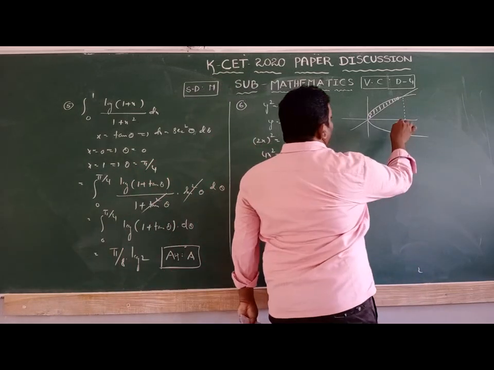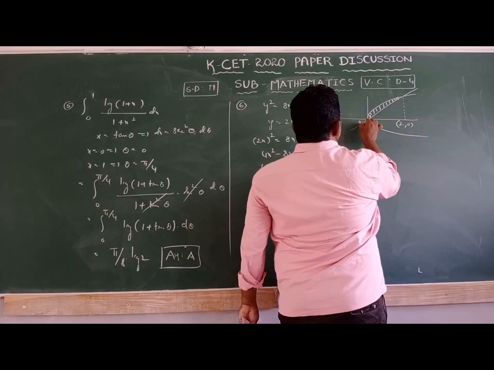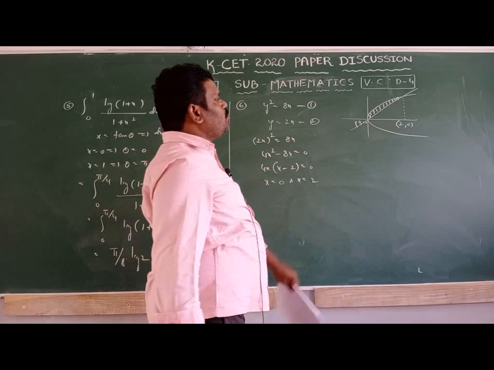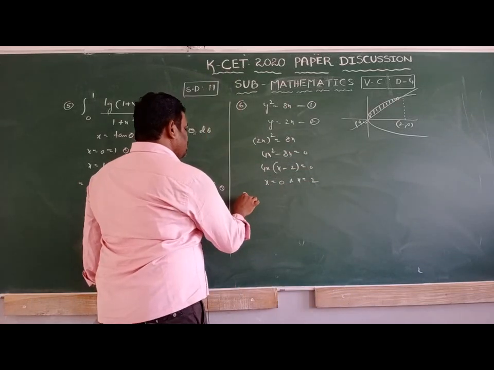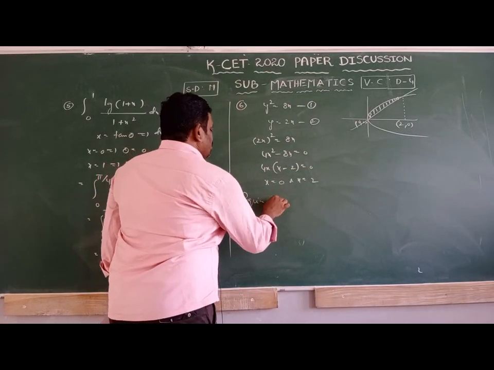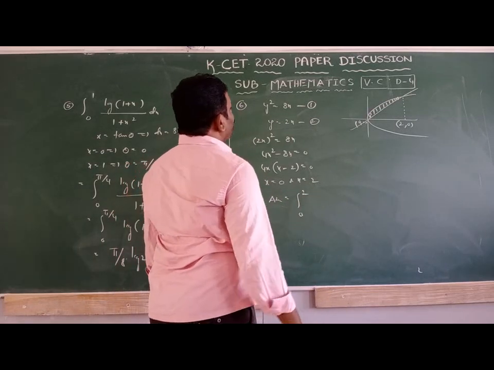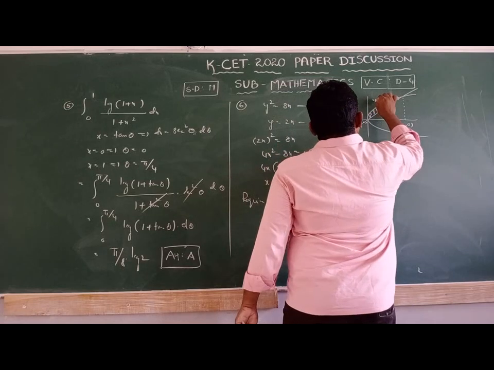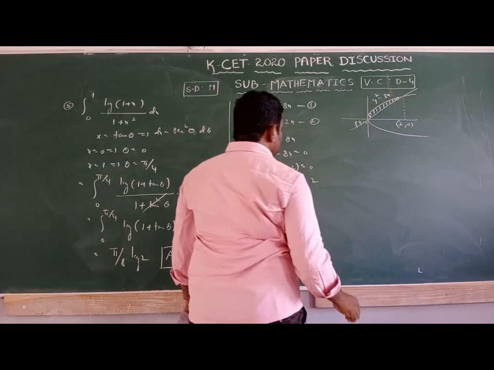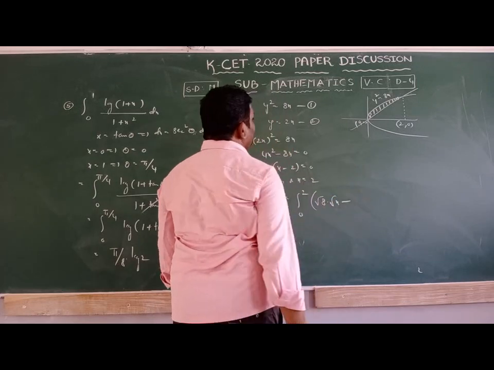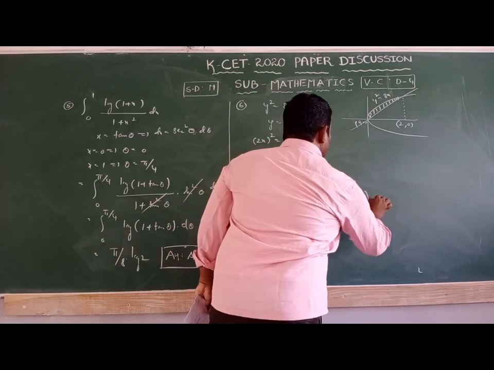So this point is 2 comma 0, and this is the origin. Substituting this value in the above, y is equal to 4, so 2 comma 4 is the point of intersection. So the required area is integral 0 to 2 of the upper curve, y square is equal to 8x, so y is equal to root 8 into root x, minus the lower curve y is equal to 2x, dx.